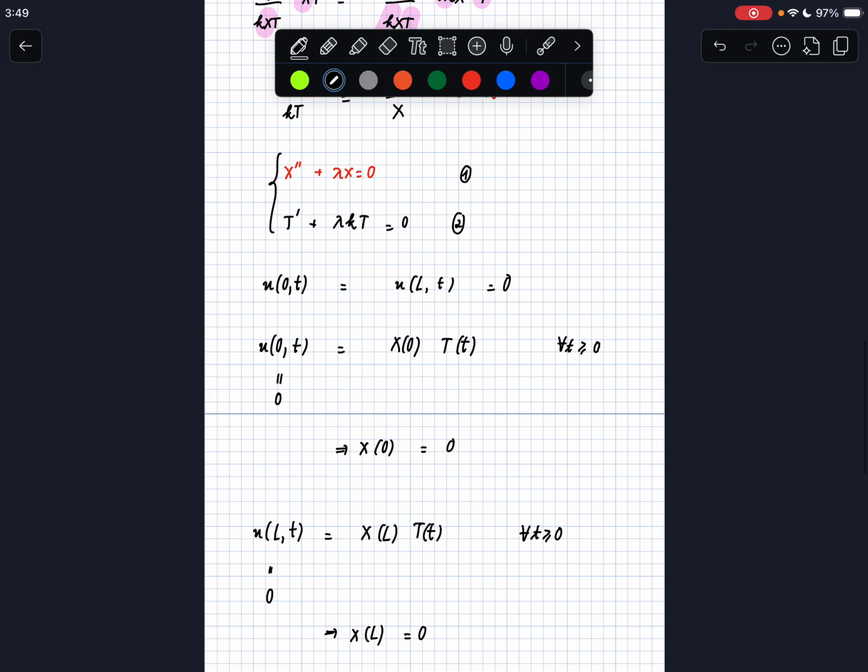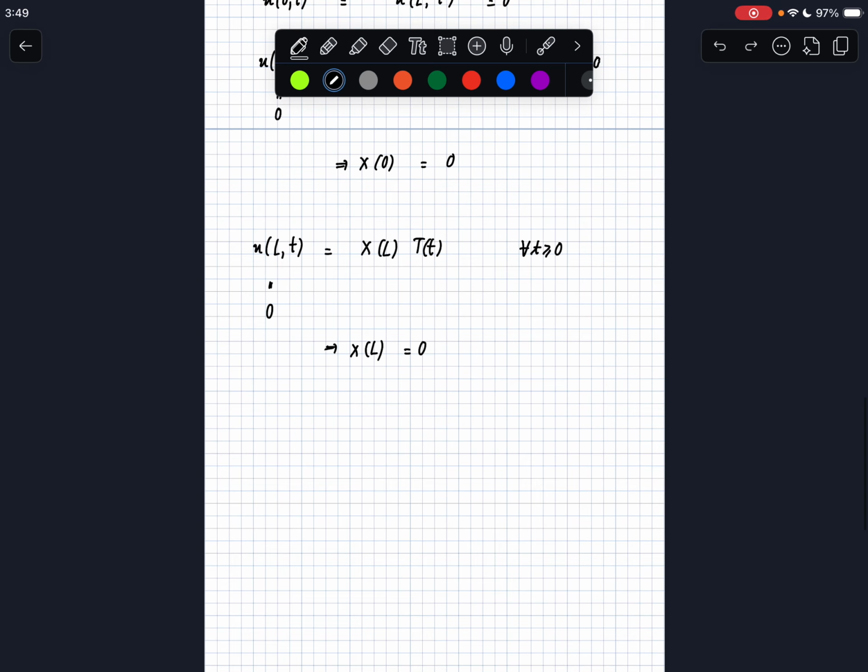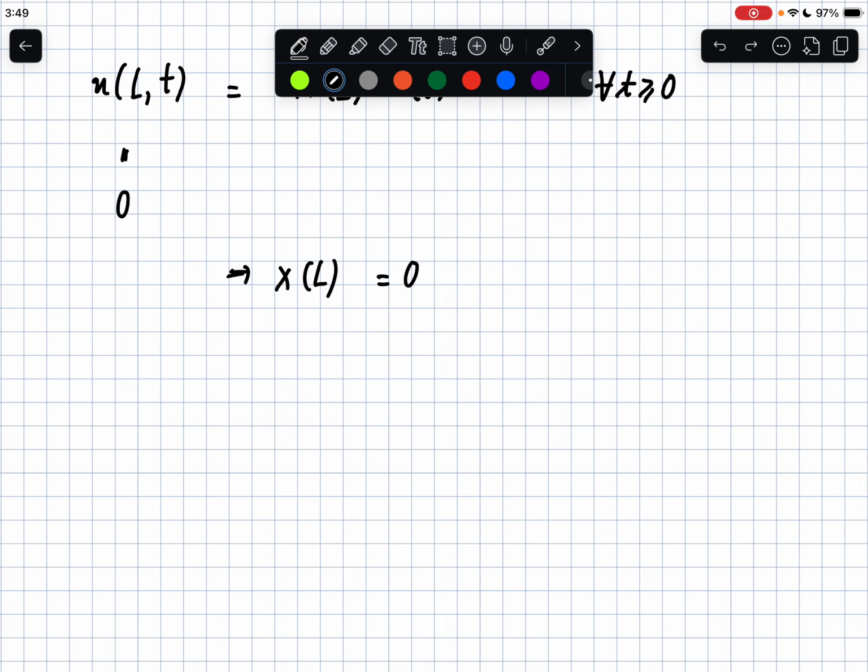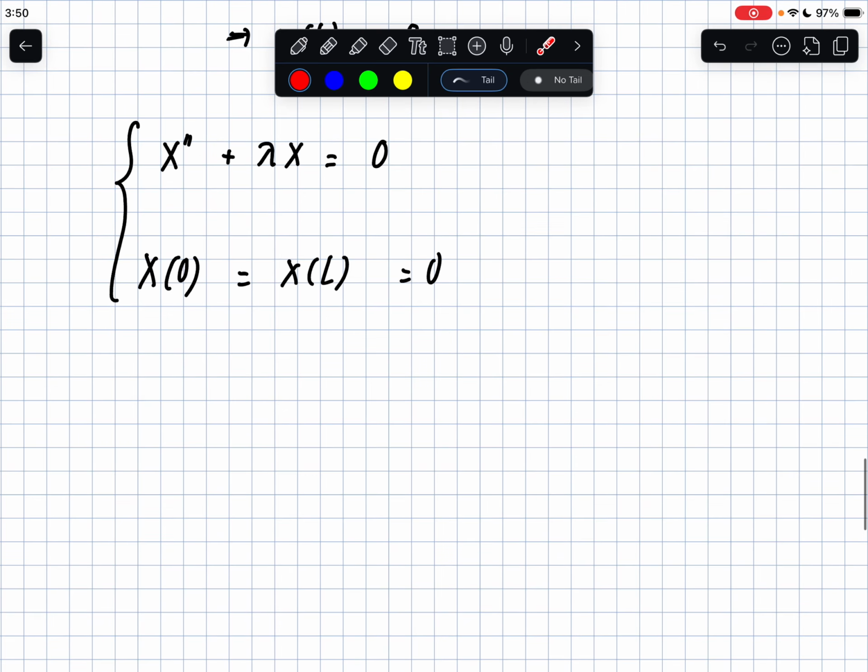Now the first ODE here with the two conditions: X double prime plus lambda X equal to 0, X(0) equal to X(L) equal to 0. So we consider three cases for lambda. Case 1, lambda negative. Case 2, lambda 0. Case 3, lambda is positive.